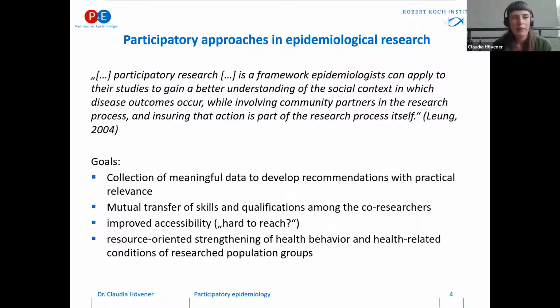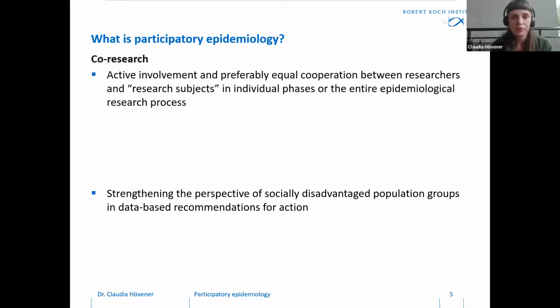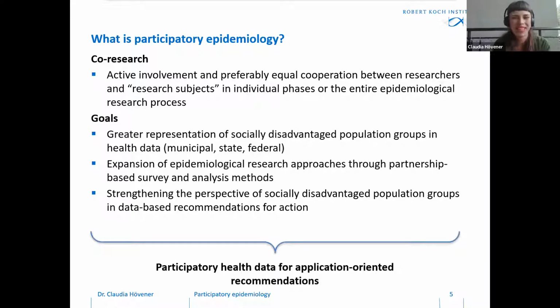So basically, the focus is not just on doing research, but also changing conditions, changing situations, and improving them for the research group. So what is participatory research? Oh, this didn't work. The animation didn't work, but it's first of all co-research. So the active involvement and preferably equal collaboration or cooperation between researchers and research subjects.